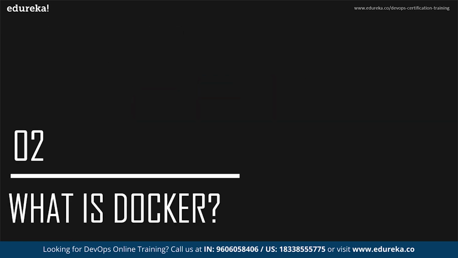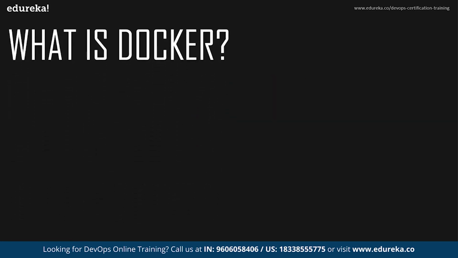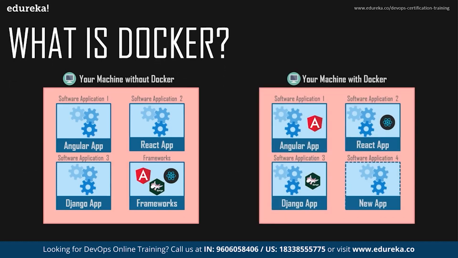So what exactly is Docker? As you can see on your screens, there are two machines. The first one has three software applications. One is Angular based, one is React based, and one is Django based. Now all of them are using common resources from the system: libraries, RAM, processor, etc. And the frameworks are allocated a location in the memory.